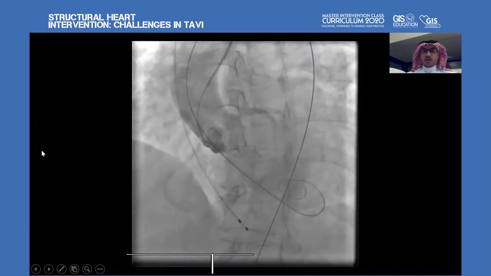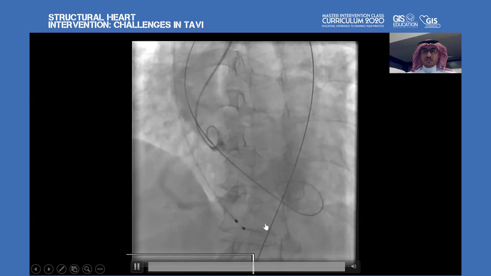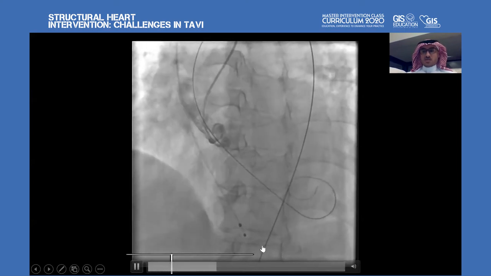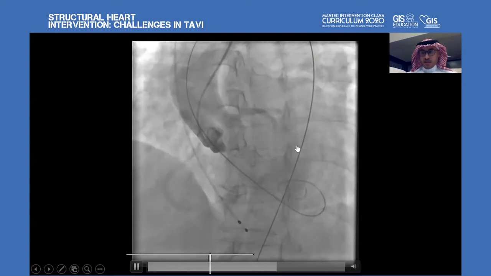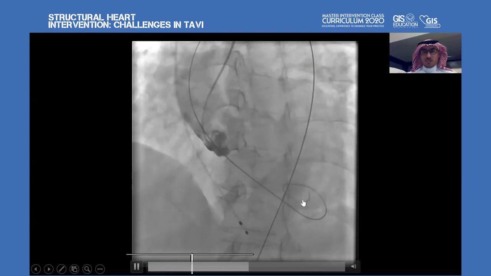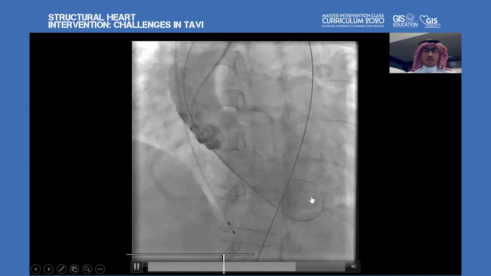This is our usual TAVI setup. So we have a single femoral access for the Confida wire. We cross with an AL catheter, and then we exchange over a pigtail to a stiff Confida wire.